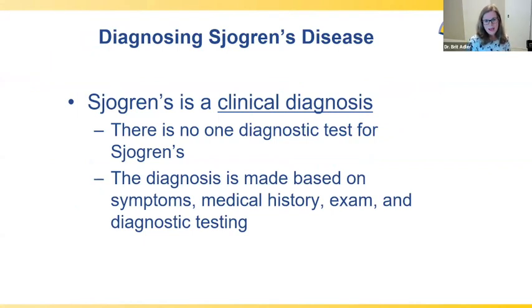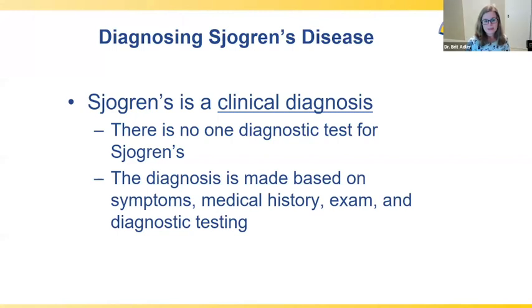So I want to talk about how Sjögren's is diagnosed. Sjögren's is probably one of the trickiest diseases to diagnose of all of the rheumatic diseases. In part, that's because the classification criteria involve diagnostic tests that are not readily available. And really, the classification criteria were designed for research use and are not really applicable to real world clinical practice. So the diagnosis of Sjögren's is a clinical diagnosis.